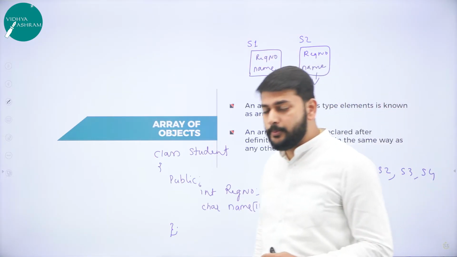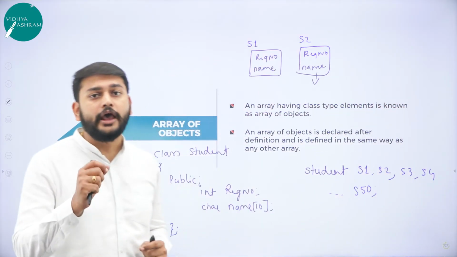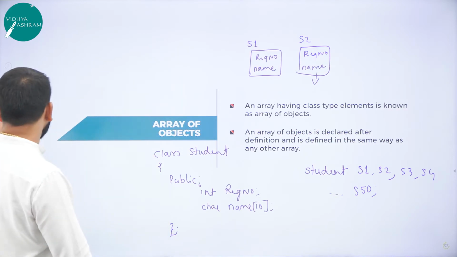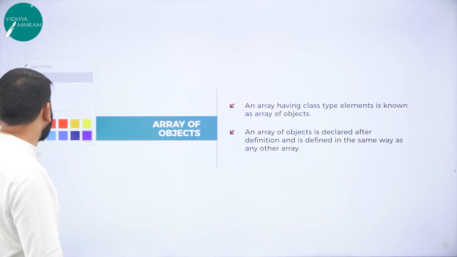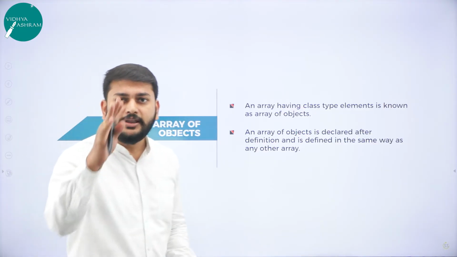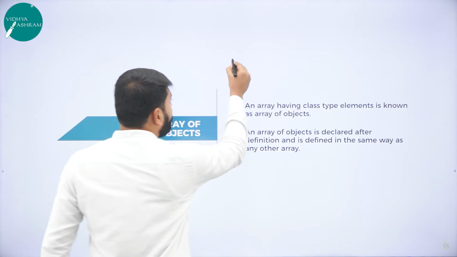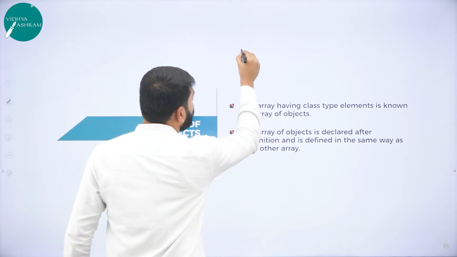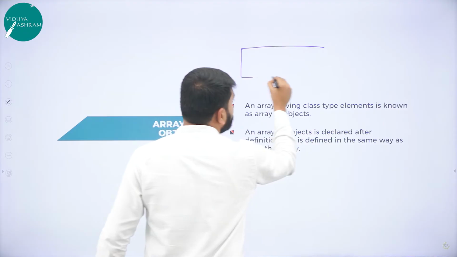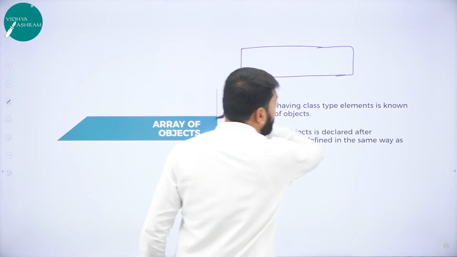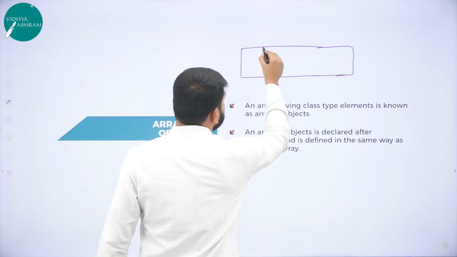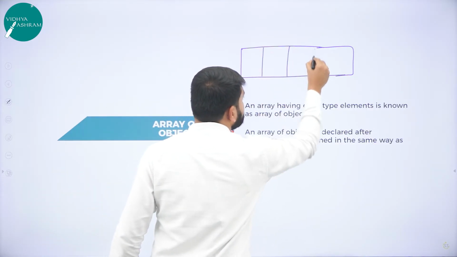To solve this problem, I have the concept called array of objects. How do I solve this problem with the help of array of objects, sir? My dear students, remember I have told you about arrays. Array means you should remember this kind of square brackets.